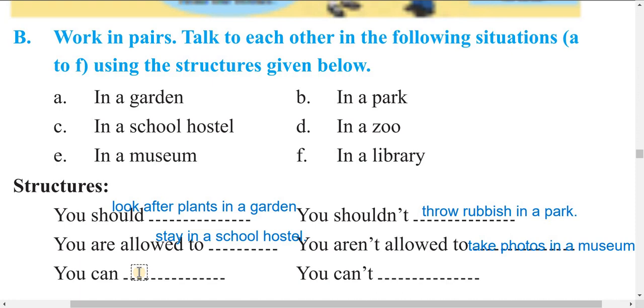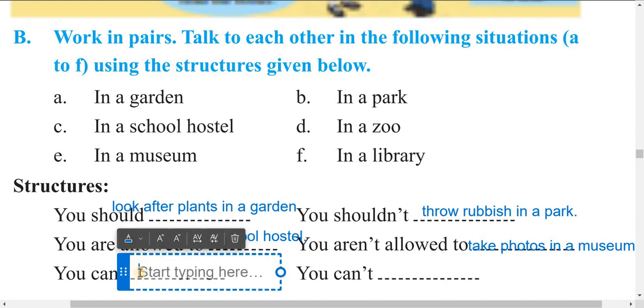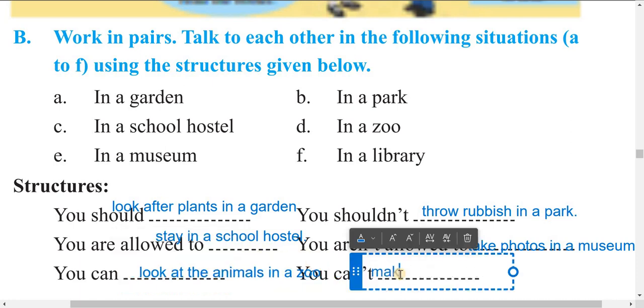You can take photos in a zoo. Let's see. What can you do? You can look at the animals in the zoo. And finally, you cannot make noise in a library.